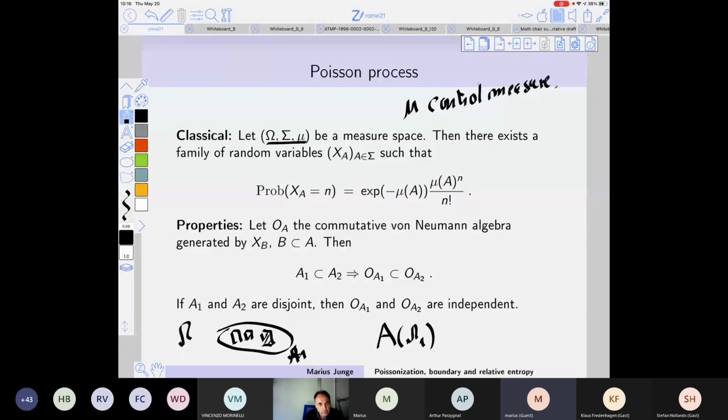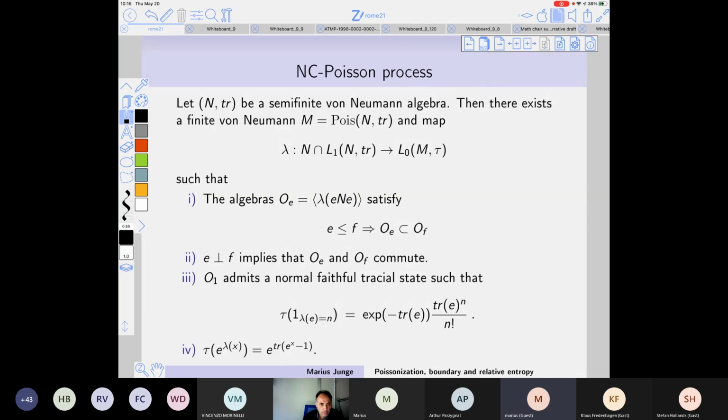So this is something which, in some sense, if you look at these tensor models, is exactly what you see. You want to see that different regions actually split up into different tensor products. So this Poisson process, this commutative one, has that property. It's just too commutative, right? But it has this independence property, and it can easily be generalized to a non-commutative Poisson process.